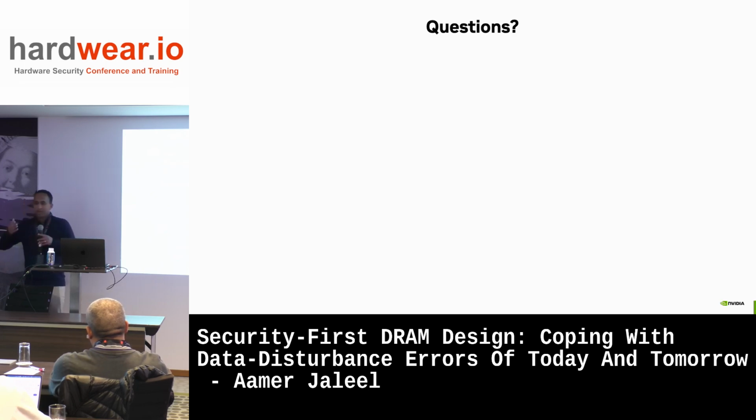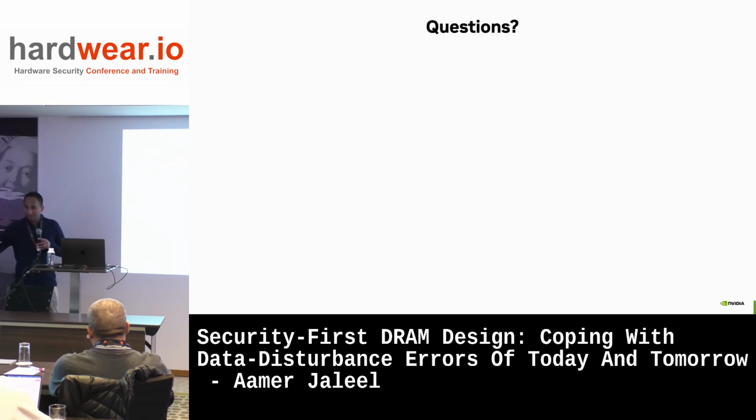And are DRAM technologies going to have ultra-low RowHammer thresholds of 100? We don't know. DRAM vendors are not going to be sharing this with us. But it's good to know that there is a technology, such as PRAC, that can cope and deal with ultra-low RowHammer thresholds of the future.